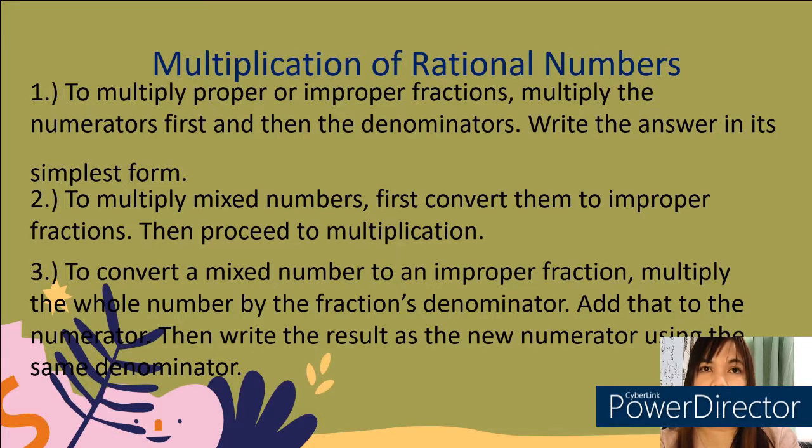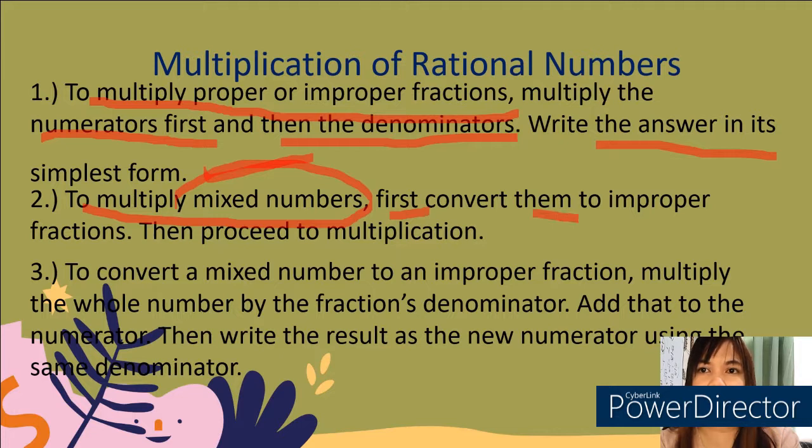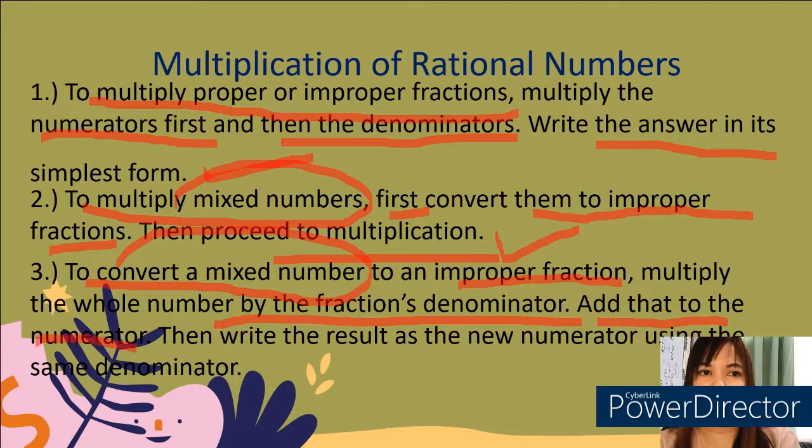Now, you already know how to multiply rational numbers. And now, we are going to recall the things to consider when we multiply rational numbers. Rule number 1, to multiply proper or improper fractions, multiply the numerators first and then the denominators, and write the answer in its simplest form. Number 2, to multiply mixed numbers, first convert them to improper fractions, then proceed to multiplication. Number 3, to convert a mixed number to an improper fraction, multiply the whole number by the fraction's denominator, then add to the numerator, then write the result as the new numerator using the same denominator.